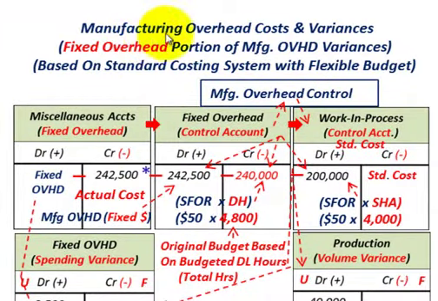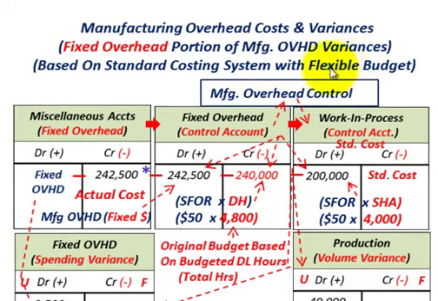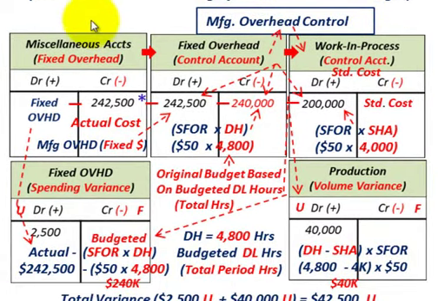What we're going to be going over here is manufacturing overhead costs and variances, but we're going to be specifically looking at the fixed overhead portion of this, our manufacturing overhead, and we're going to be calculating the variances for this fixed overhead. Our example is going to be based on a standard costing system with a flexible budget. So let's look at it in terms of a department within a manufacturing plant, and we're going to be working with the fixed overhead for this department.